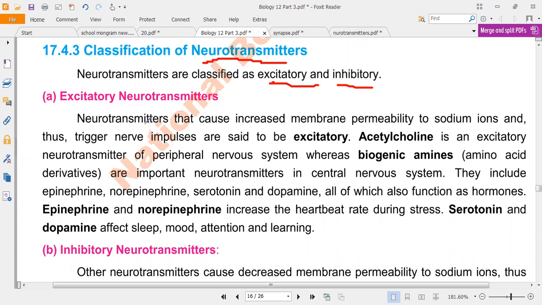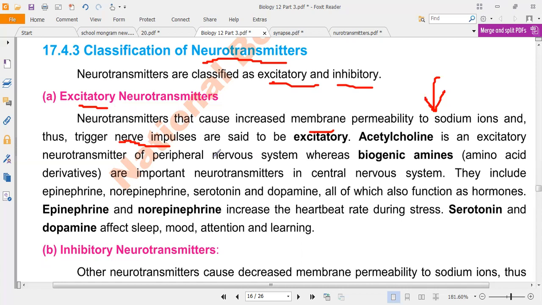Excitatory neurotransmitters cause increased membrane permeability to sodium ions, because we know that when sodium ions move into the cell, through the membrane, the axolemma, the membrane of the axon or of the neuron, the membrane can be depolarized, and then we can reach the threshold level, and then action potential will be generated. So that triggers the nerve impulses, and that's why they are called excitatory neurotransmitters.